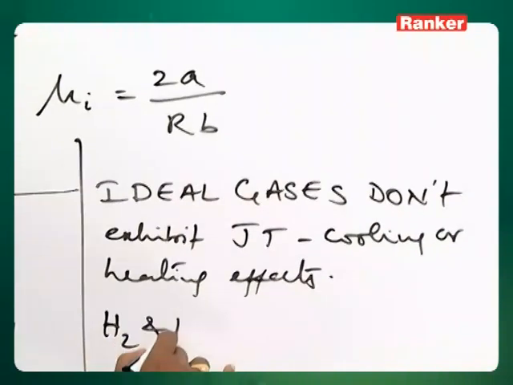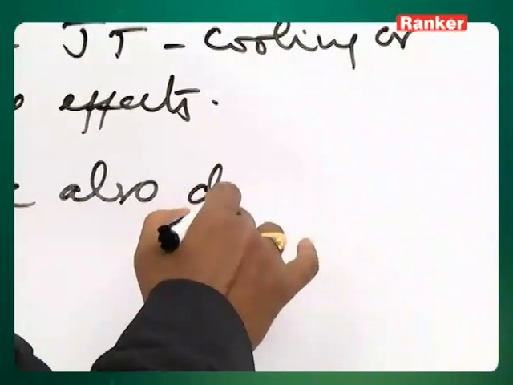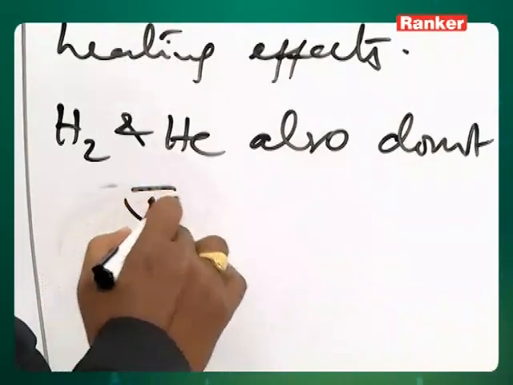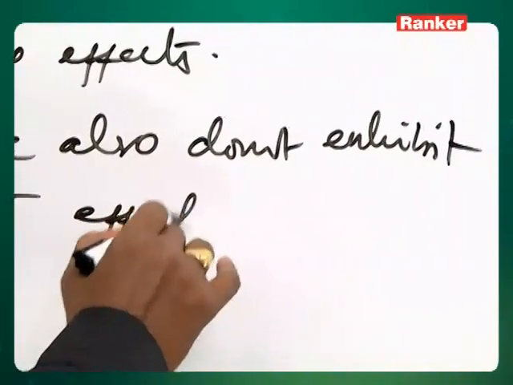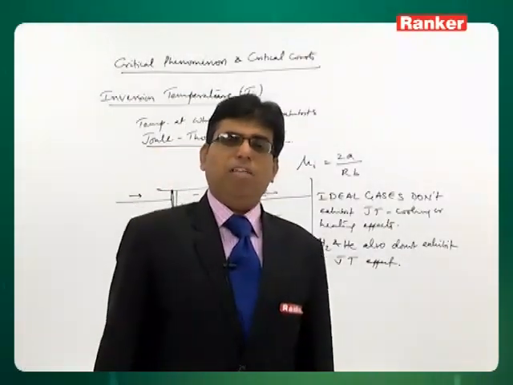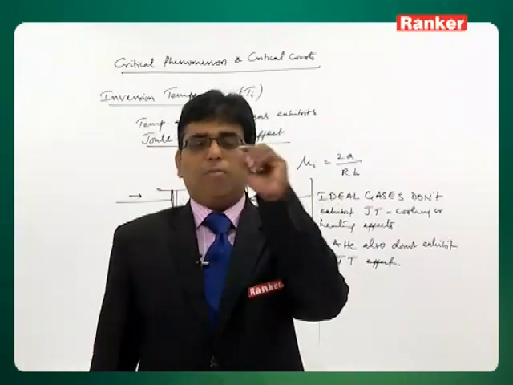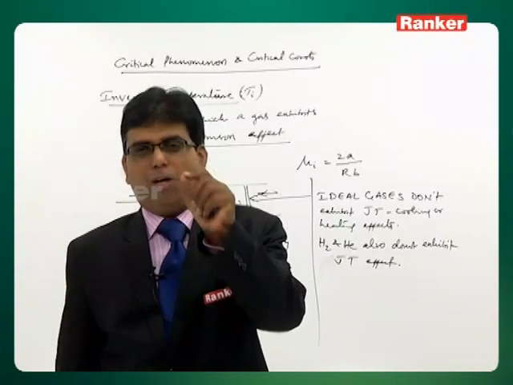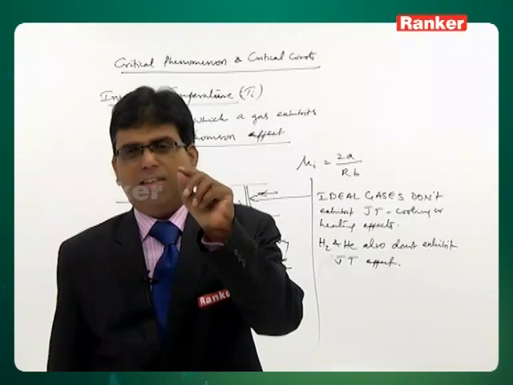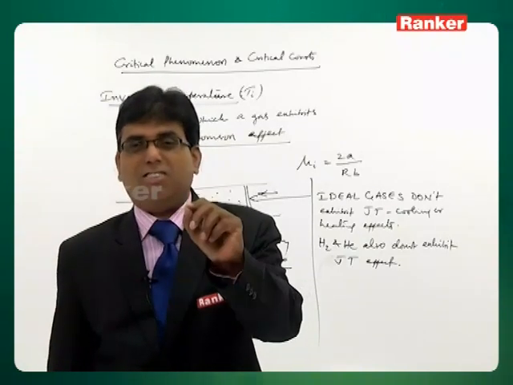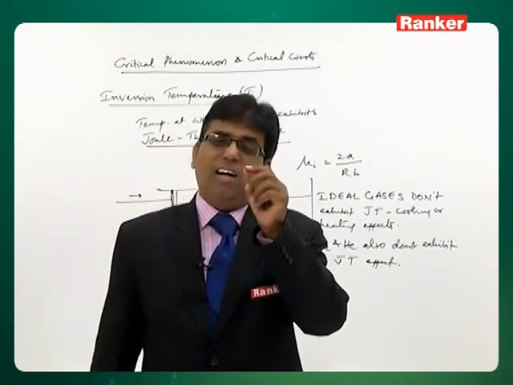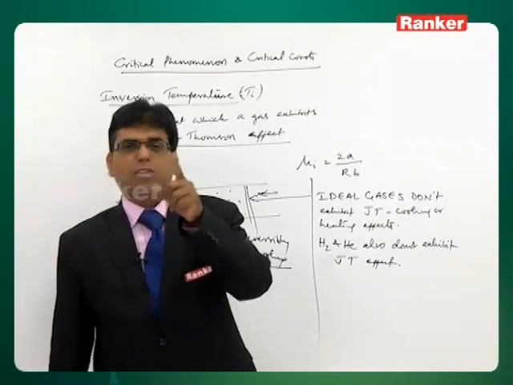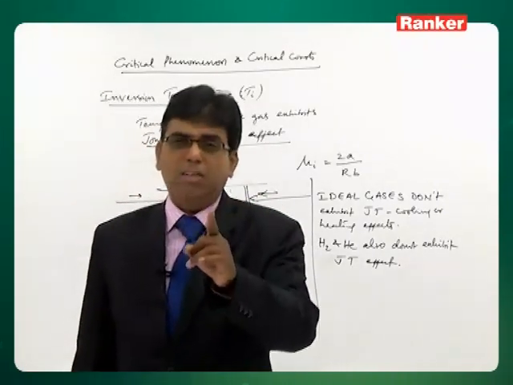Also hydrogen and helium do not exhibit the Joule-Thomson effect. What is the reason? Even though we do not consider them as ideal gases, they are the two gases which always exhibit positive deviation. Their molecular size being very small, as we already discussed in the van der Waals equation, the intermolecular attractions are negligible. In fact, for those gases repulsions will dominate attractions because of the size factor. We also said the A value for hydrogen and helium is very low, right. Therefore, hydrogen and helium also do not exhibit this Joule-Thomson effect.